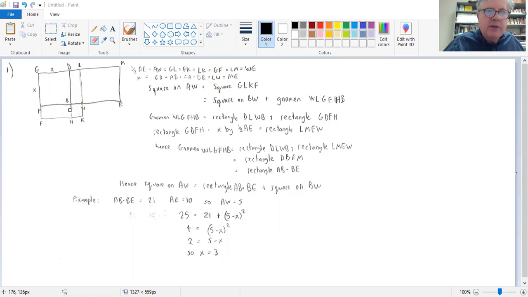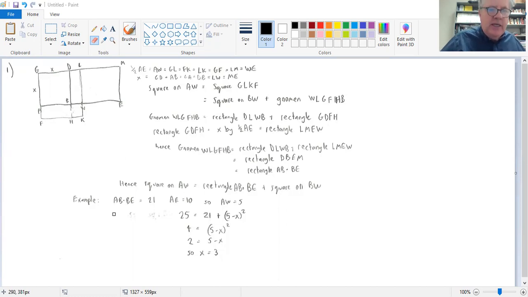Now that rectangle GDFH is x by half AE, so it's the same thing as that rectangle LMEW. So hence the gnomon is equal to the rectangle DLWB plus the rectangle LMEW. So add them together, we get DBEM, which is AB times BE. Hence the square on AW is the same as the rectangle AB times BE plus the square on BW.